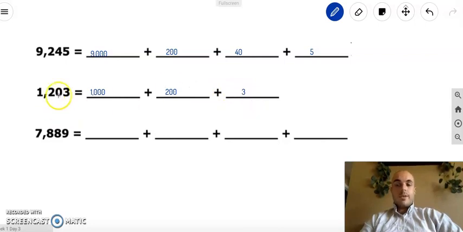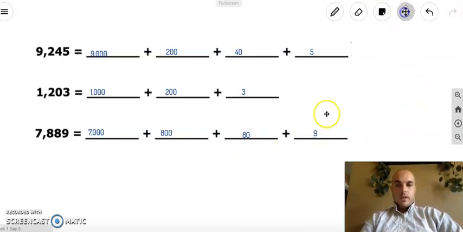Again, notice that there's no 0 there for the tens place. It's a very, very common thing that people make mistakes on. You don't need to put a 0 there for the tens place. Just skip it and go on to the next place value that has a digit inside of it. Okay, for this one, we have 7,000. We have 800. We have 80. And we have 9. Superb.